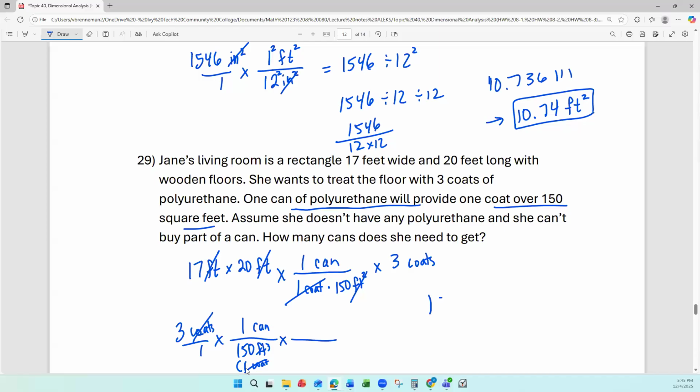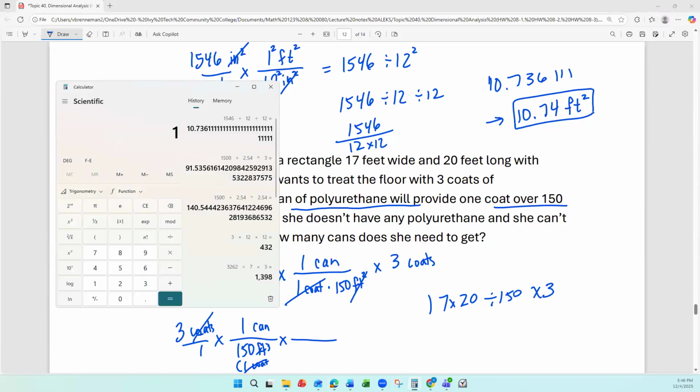Okay, so taking 17 times 20 gives the area of the floor divided by 150 to figure out how much is covered by 1 can, or essentially that would give how many cans to get 1 coat, and then multiply by 3 to get how many cans to get 3 coats. So, all right, 17 times 20 divided by 150 times 3.